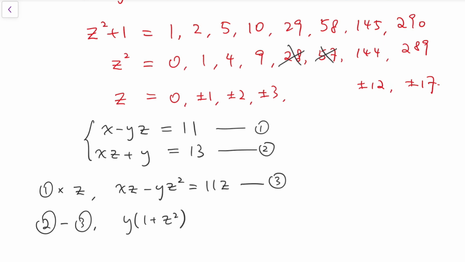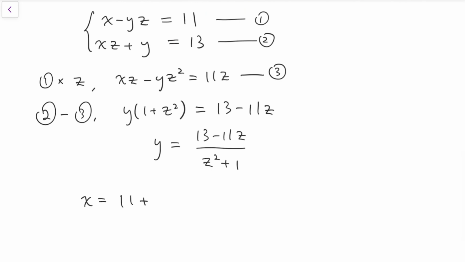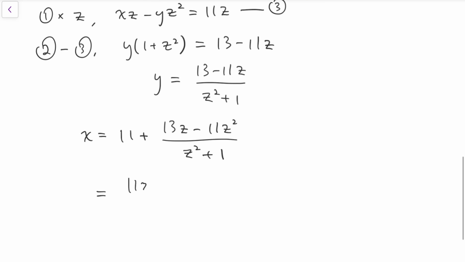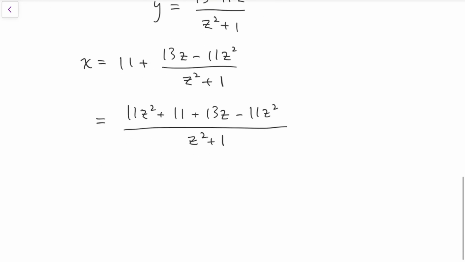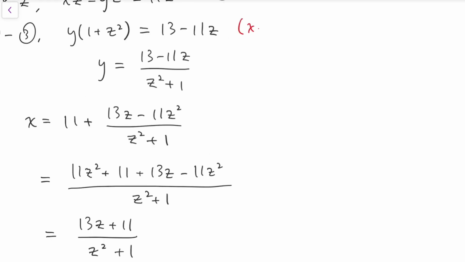And now on the left, the xz term vanishes, and so we have y times (1 plus z squared), and that equals 30 minus 11z. Since for the values of z we have obtained, z squared plus 1 is non-zero, we can safely divide both sides by z squared plus 1. And we have y equals (30 minus 11z) over (z squared plus 1). Now we can solve for x as well. And in fact, x equals (11 plus 13z minus 11z squared) over (z squared plus 1). Then we can simplify the expression, and we have (13z plus 11) over (z squared plus 1).